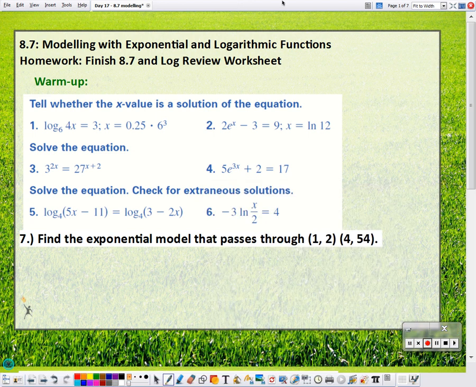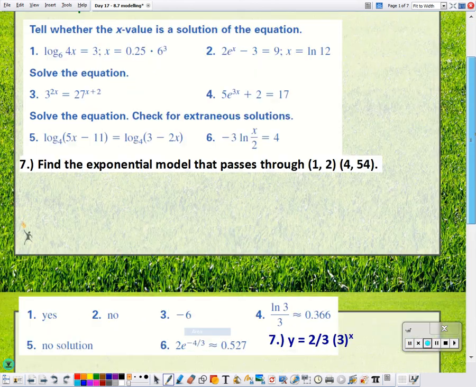Okay, so this is a lesson on our second day with modeling with exponential and logarithmic functions. What I would like you to do is to please pause the video and work on these 7 warm-up questions. Okay, you should be done with the warm-up now. Pause it and work a little more if you need time.